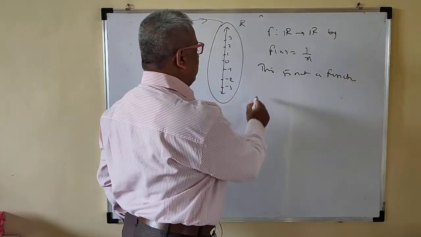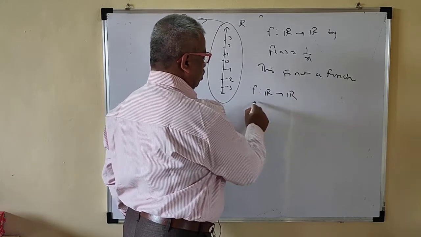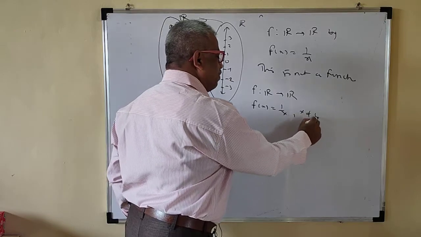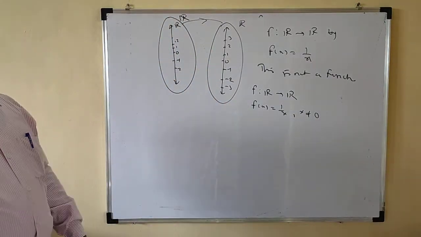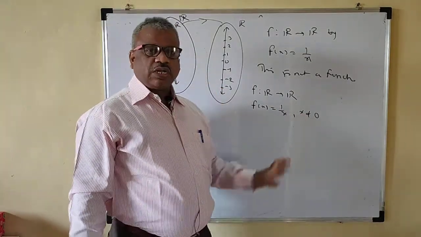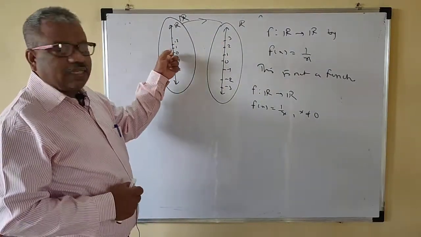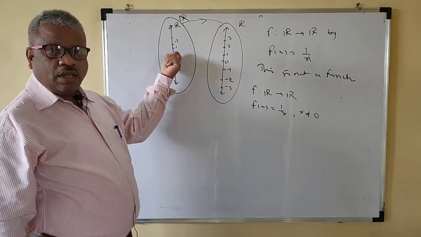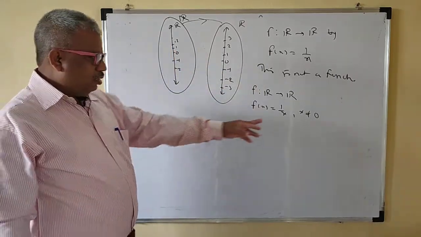But if I define like this, f from R to R, f of x is equal to 1 upon x, and if I mention this, x not equal to 0, that means 0 is not in the domain. I have punctured this set. I have removed the 0 from my domain. I have punctured the set of the real numbers. I have removed this point 0.